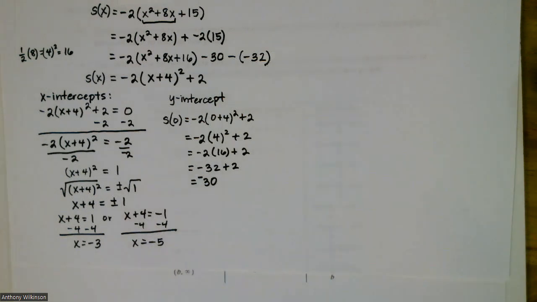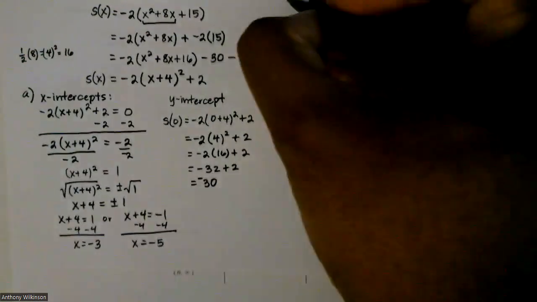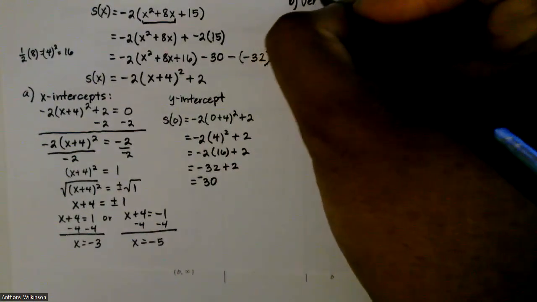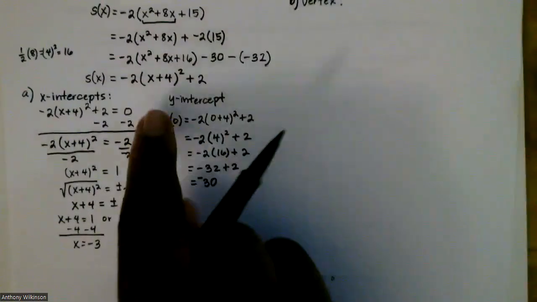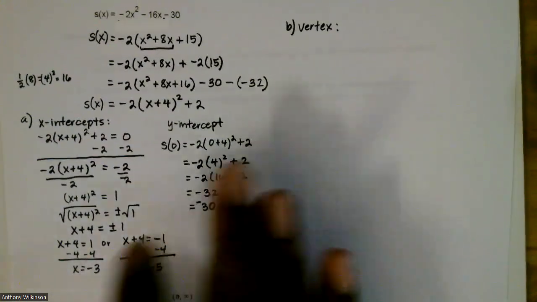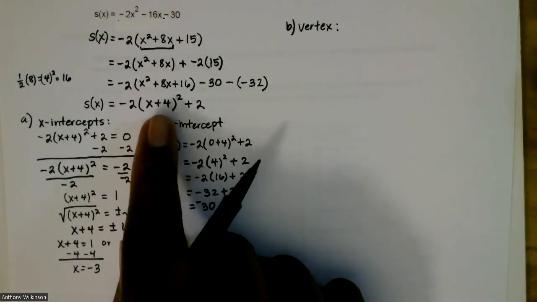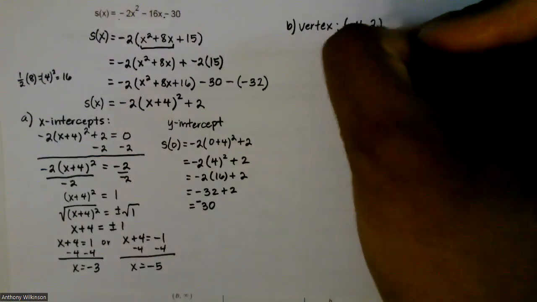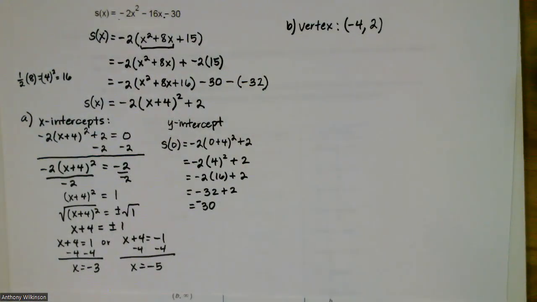So all of this represents part A, finding your intercepts. The B part is to find the vertex. Well, since this equation is in vertex form, I can identify that vertex from inspection. This is a plus 4, that means the 4 has to be negative. So it'll be -4, +2. So the vertex -4, 2 is for this quadratic function.